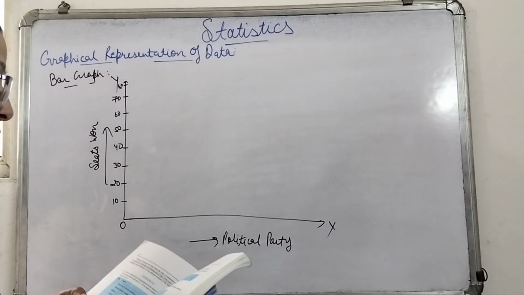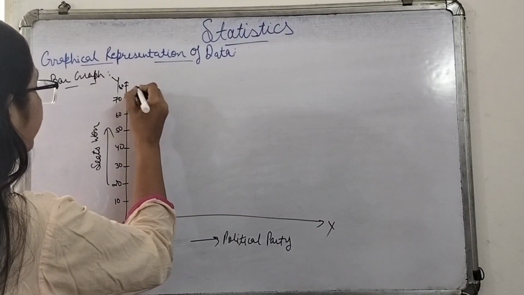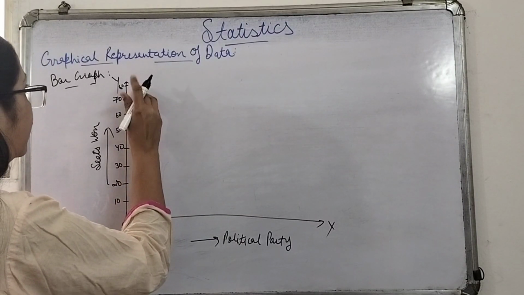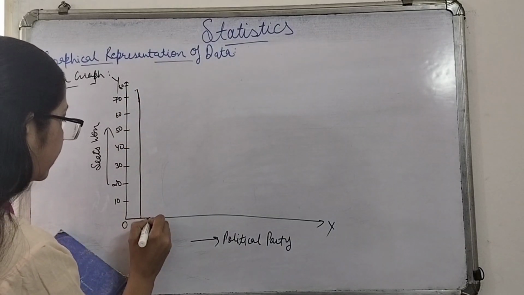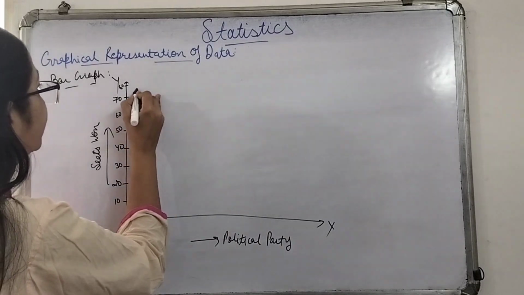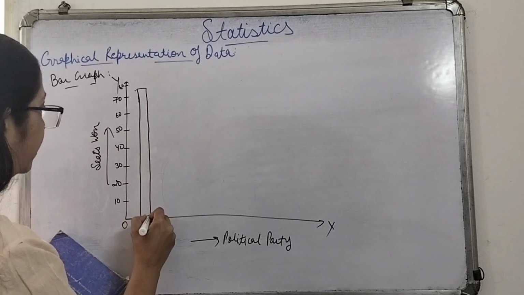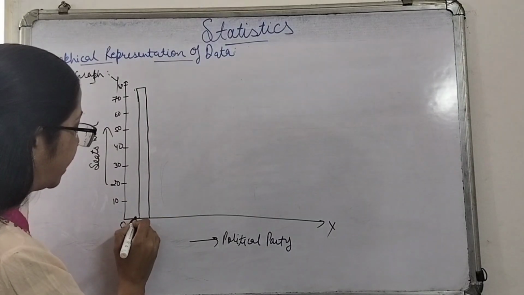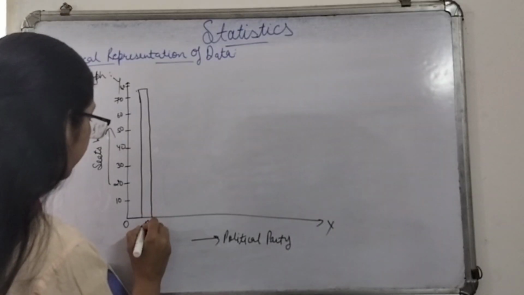Now for party A it is 75. That means it will lie somewhere here. 75 will be somewhere here. So from unit distance we'll be making a bar. We'll be making a bar like this. This is, suppose, unit distance. So this will be the width of the bar. For every party, the width of the bar will be the same and the spacing between the two bars will even be the same. This is your party A.